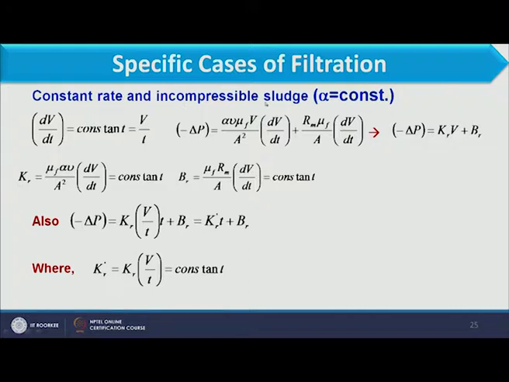Similarly, we have constant rate and incompressible sludge, that is alpha is constant. So as the rate is constant, dV by dt we can denote as V by T, which should be a constant. So the pressure drop equation is this, and here we can write pressure drop in terms of volume plus Br. As dV by dt is also a constant, all these parameters will be clubbed into one, and that we have denoted with Kr. So Kr is this and Br is shown by this expression.